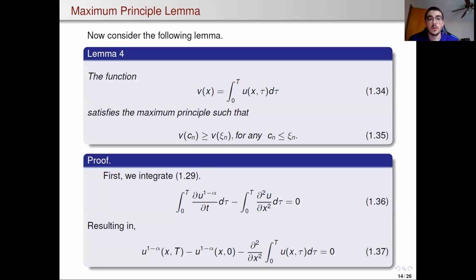So our first lemma is going to be showing that our function v(x), which equals the integral from 0 to t of u(x,tau) d tau, satisfies the maximum principle as shown in 1.35. Just to note, this tau is a dummy variable for time. We are integrating with respect to time here. This is not the same tau. To prove this, we first integrate 1.29, our nonlinear heat equation, with respect to time to achieve 1.36. And then we use the fundamental theorem of calculus for 1.37.